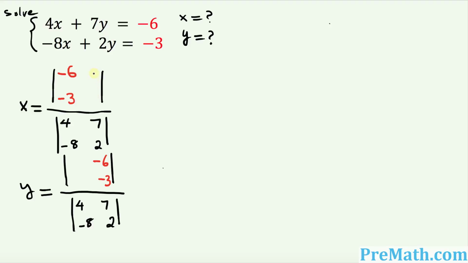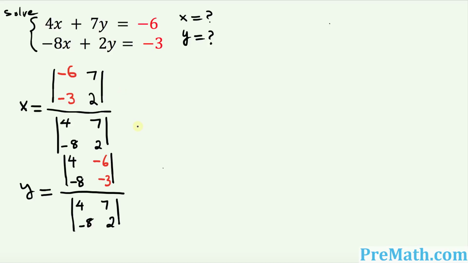Now our next step is we need to fill out this empty column. What are the numbers right under this empty column? You can see those are 7 and 2. I want you to copy and paste them, so 7 and 2 show up right up here. Likewise, for this empty column, I want you to copy and paste these numbers. So 4 and -8 show up right up here.